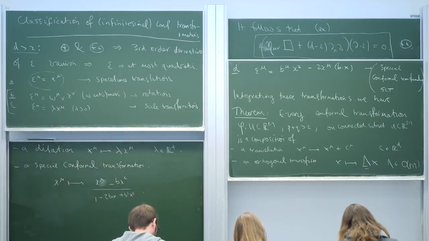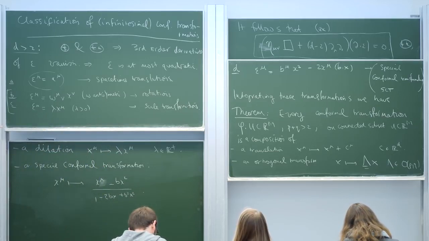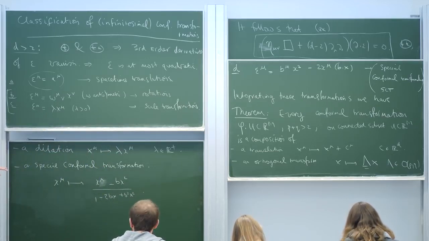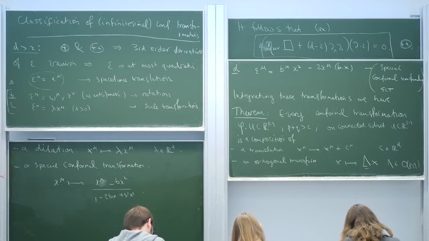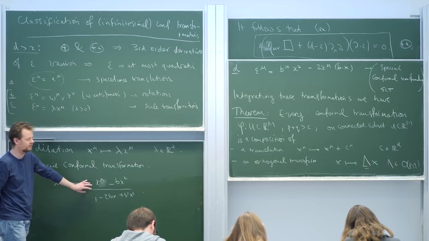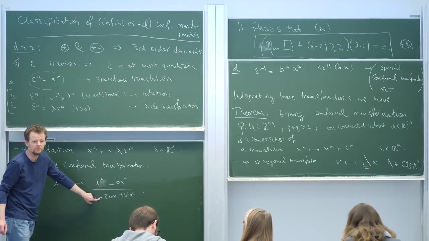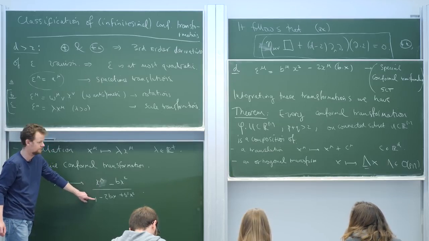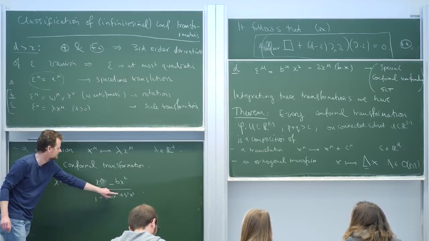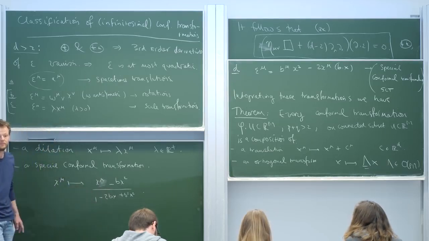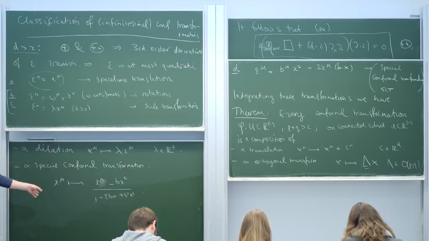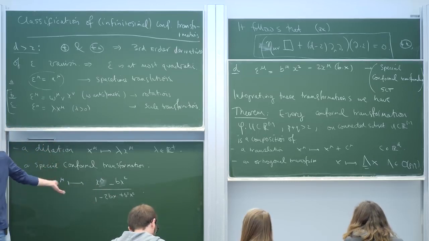So all conformal transformations are a composition of these four kinds of basic conformal transformation. You have to be a bit careful, especially about these special conformal transformations, because it's possible for the denominator to be 0. It's possible to find b's such that that's 0 at some point. And that means it doesn't form a group. It's not even invertible, right? A bit of a problem there.